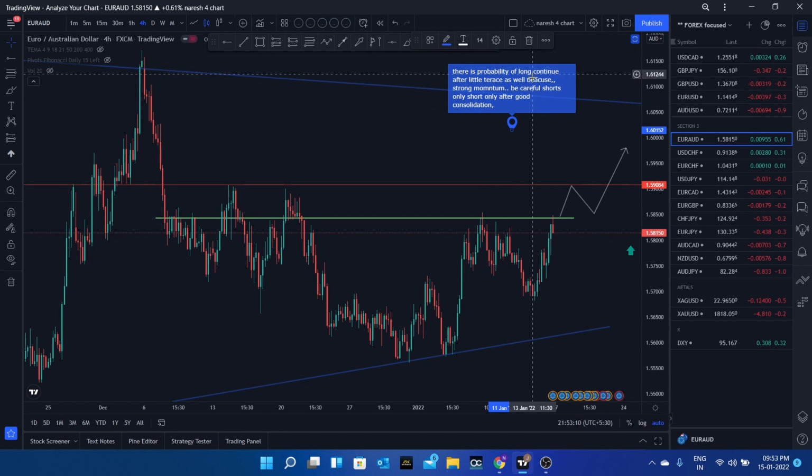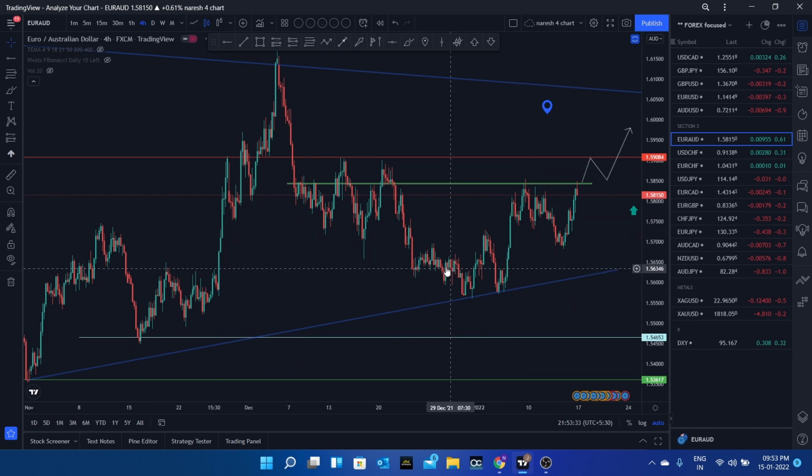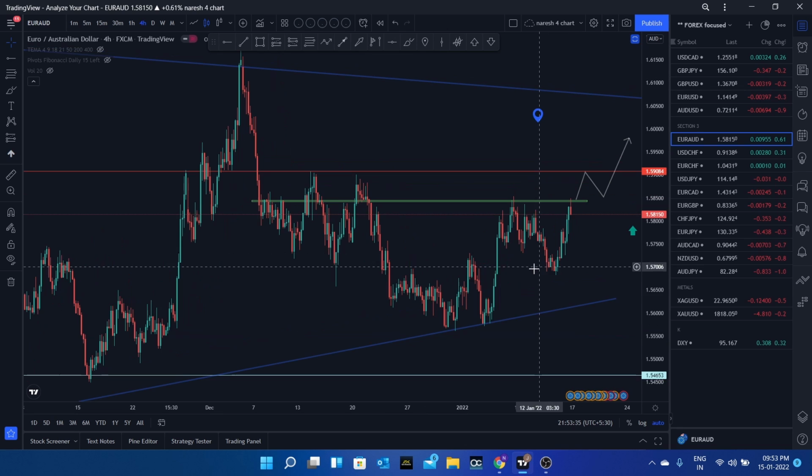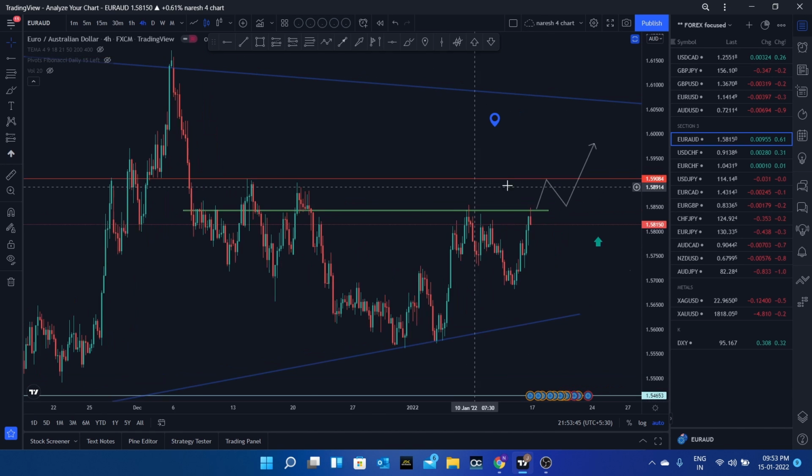So there's a probability of the long continuing after this little retracement as well, because of strong momentum, and be careful, short only after good consolidation. Even though there was a good consolidation, I didn't want to enter, because this explains everything. You can see here it retraced without any major support areas. It just retraced with a small amount of downside, and it came up. That's why it's always better to go with the trend, guys. So you can go for a long entry in this, guys.